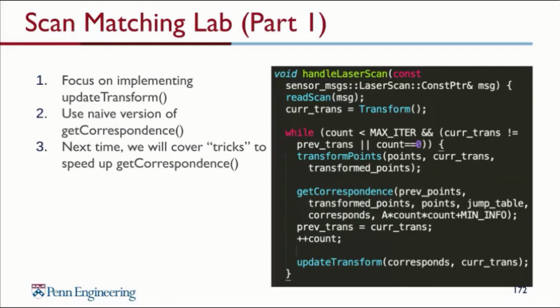So in summary, in this first part of the Scan Matching Lab, we'll be focusing on implementing this update transform function. During this part of the lab, we'll use a naive version of the get correspondence function that is provided for you. However, next time, we will cover some other tricks that will allow us to speed up the correspondence search process.